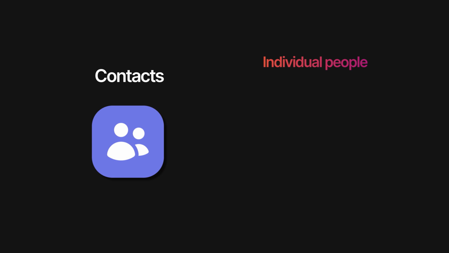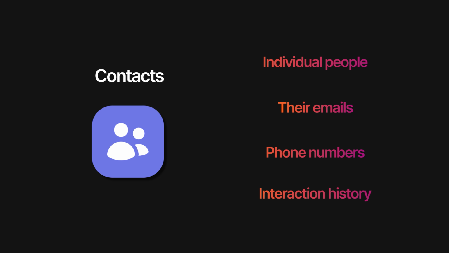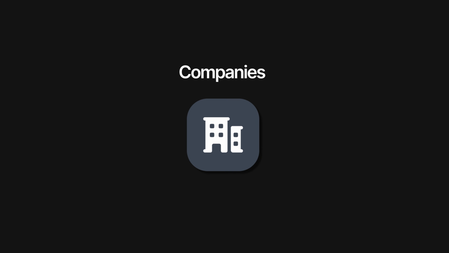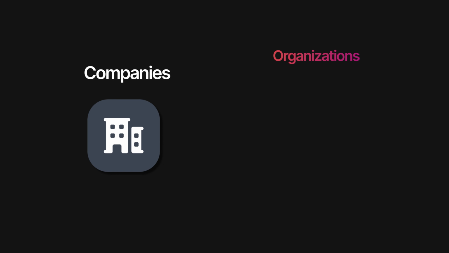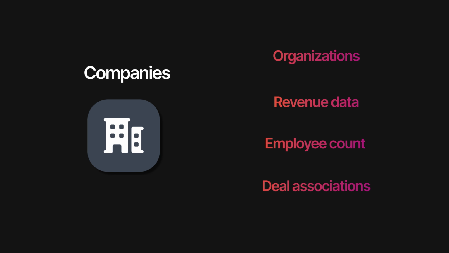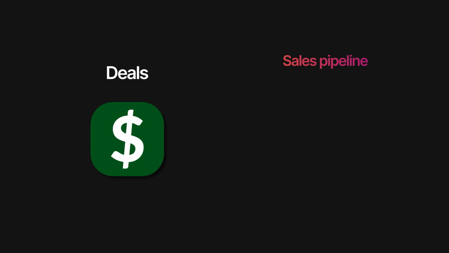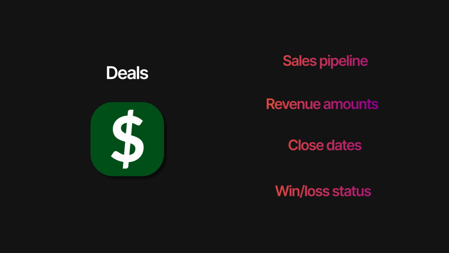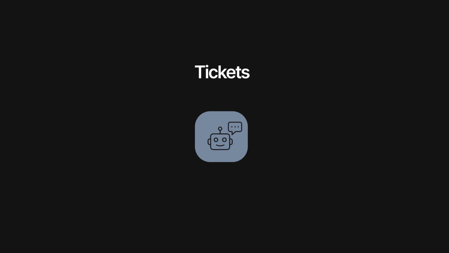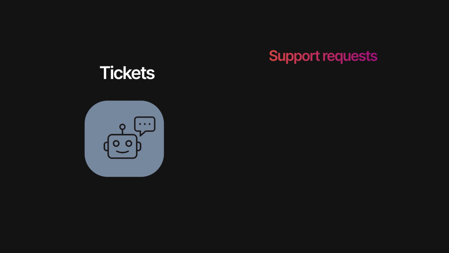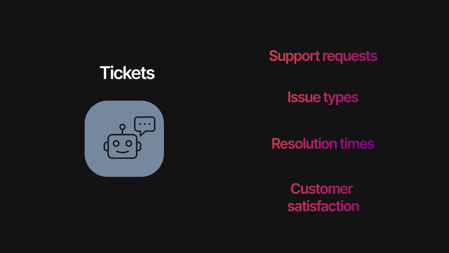HubSpot has 4 core objects that store your customer data. First, we have our contacts. These are individual people and they have information like emails, phone numbers, and interaction history. Then our companies. These are organizations the people or contacts belong to, with revenue data, employee count, and deal associations. Deals are in your sales pipeline with revenue amounts, close dates, win and loss statuses. And then our tickets, support requests for customer service, like issue types, resolution times, and customer satisfaction.